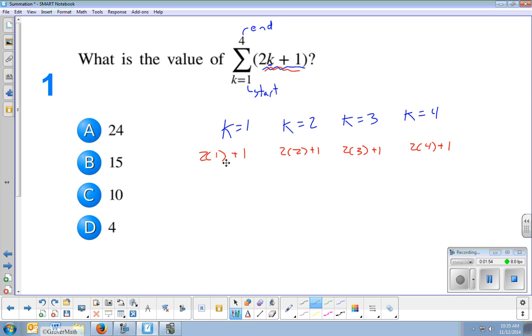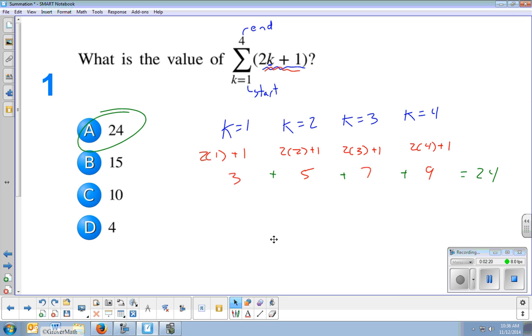So now I evaluate this. 2 times 1 is 2, plus 1 is 3, 4 plus 1 is 5, 6 plus 1 is 7, 8 plus 1 is 9. And then we add these all together and get 3 plus 5 is 8, plus 7 is 15, plus 9 is 24. You can certainly use your calculator for the algebra assistance there.